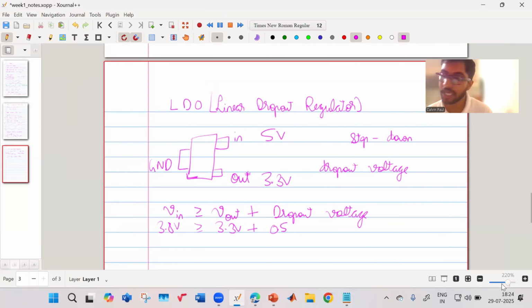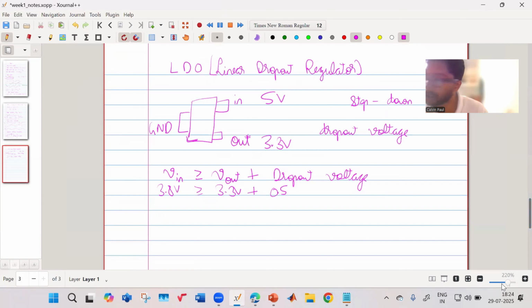LDOs also have certain applications. They are quite popular and used. So where do we use an LDO? It consumes low power, so in low power cases, we use an LDO. Another advantage of the LDO is that it doesn't have switching noise.